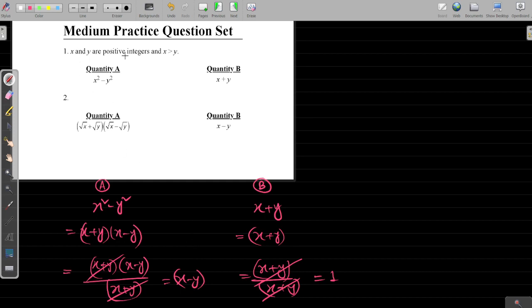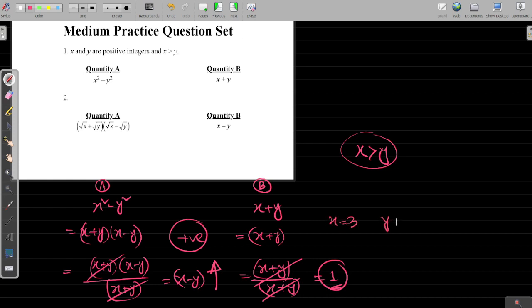So here x and y are positive integers, both are positive, and x is greater than y. So what is the condition here? Suppose x is greater than y, that means this one is positive but this is not equal to 1. How can I compare this? x minus y is positive, but it is not always 1, because it can be 1 when, suppose, x equals 3 and y equals 2. In that case x is greater than y and you will get x minus y equals 1. So this is a very special case, that's why I get the equal sign.